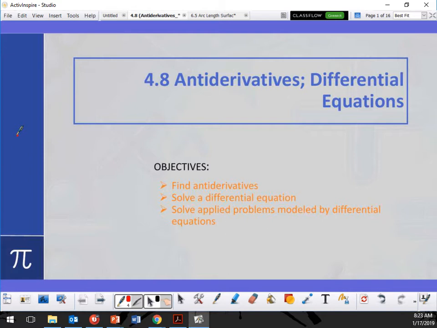Okay, yeah, okay, good. Antiderivatives and differential equations. So basically, it's the opposite of a derivative. So this time we're going to start with a derivative and go back to the function. All this time we've been starting at the function, going to the derivative, and now we're going from the derivative to the function. But there are other applications that go with this.